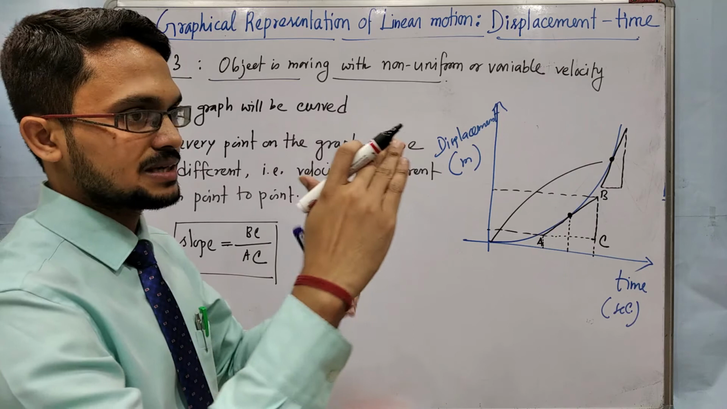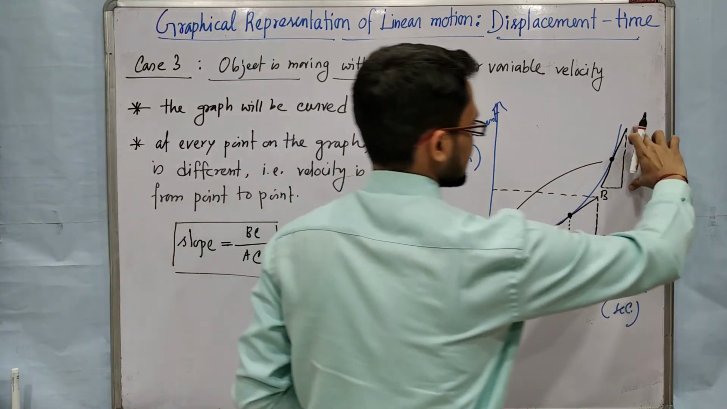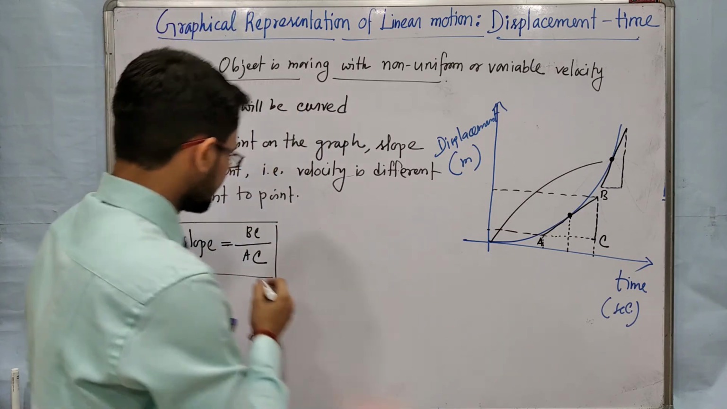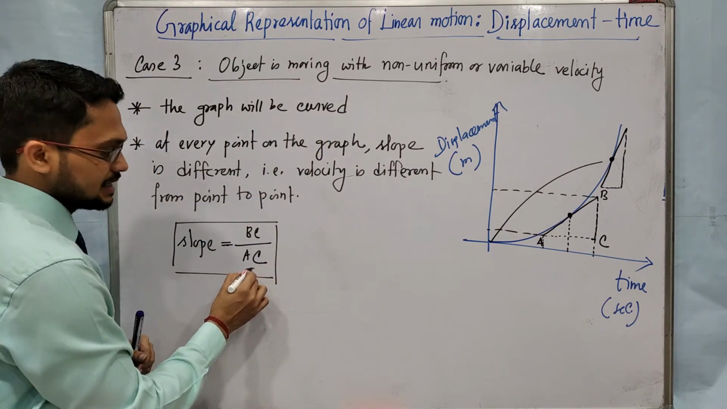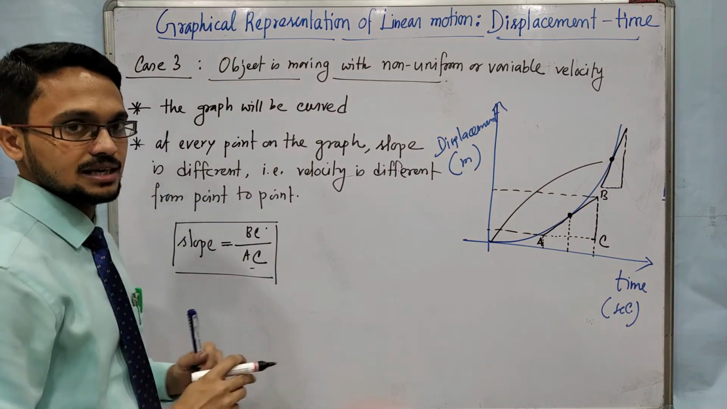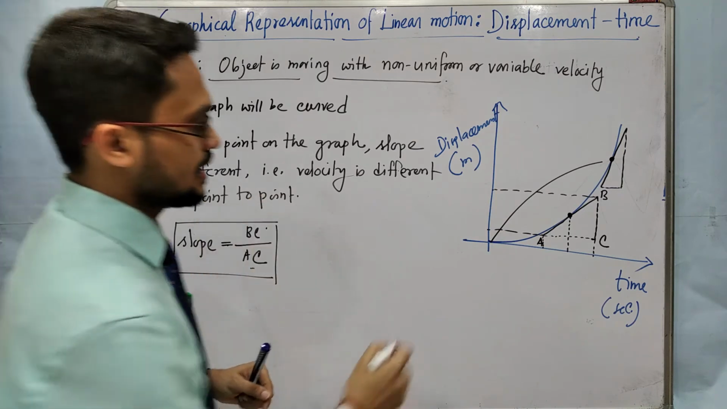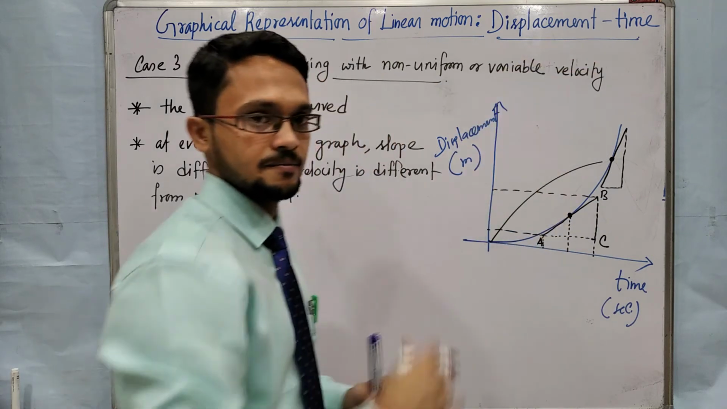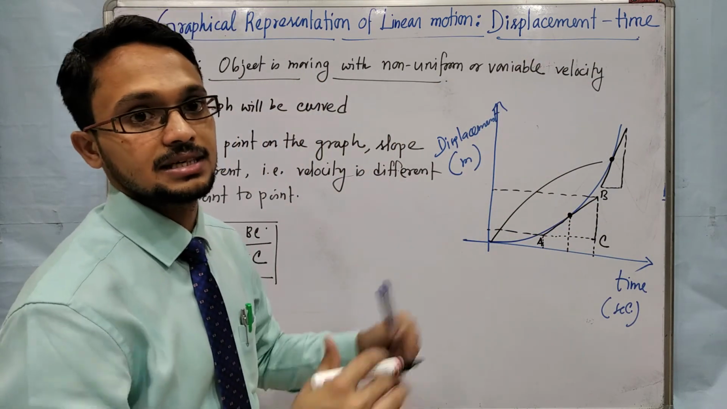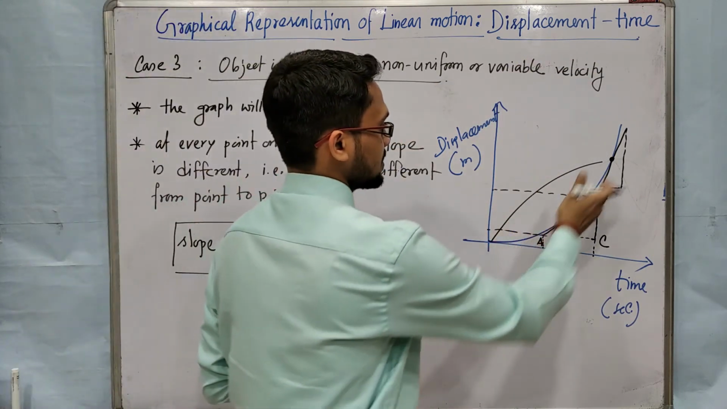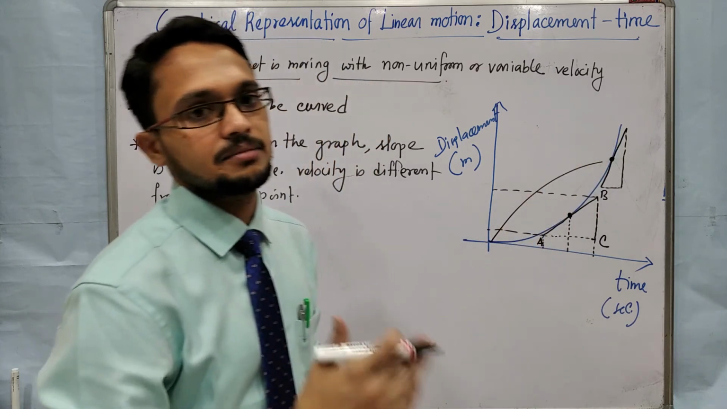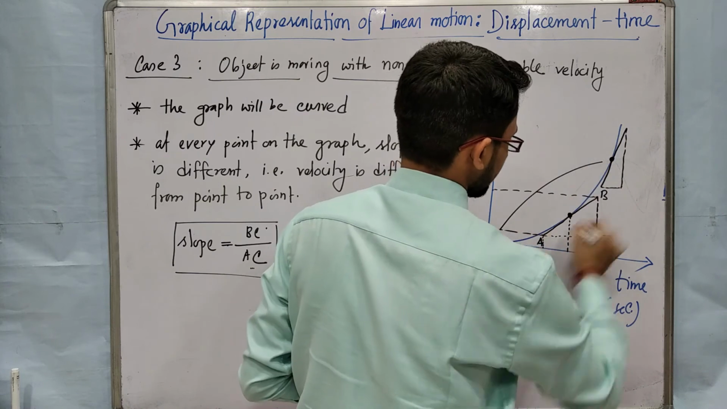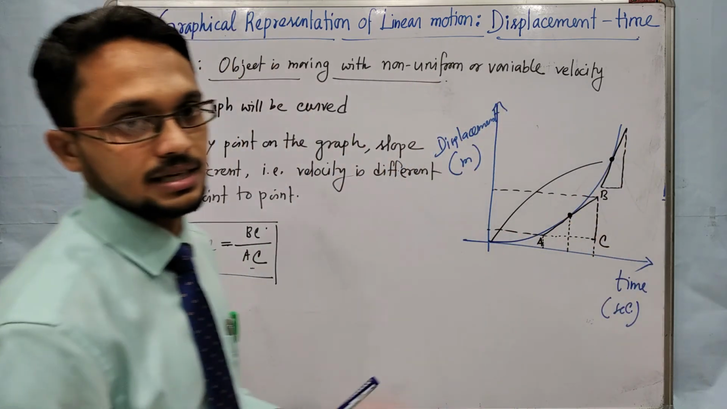Okay, that means displacement is increasing, and the time part is decreasing. That means this denominator part is decreasing and the numerator part is increasing. So the slope will increase as we move away from the origin along this graph. Slope is increasing means velocity is increasing. So this kind of graph, this blue line, represents increasing velocity.